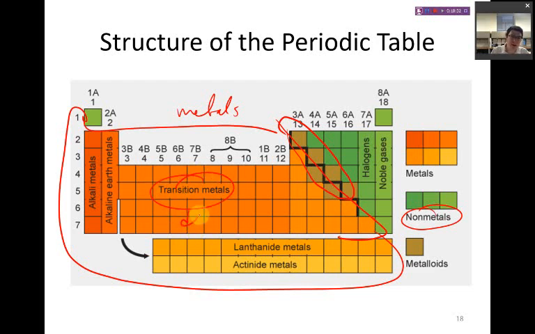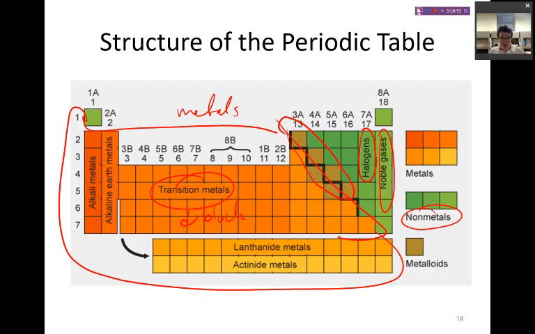We have our transition metal region of the periodic table. That is our D block. You have halogens, which is the 7th main group. You have the noble gases, which is the 8th main group. The first main group we call the alkali metals. The second main group is the alkaline earth metals.